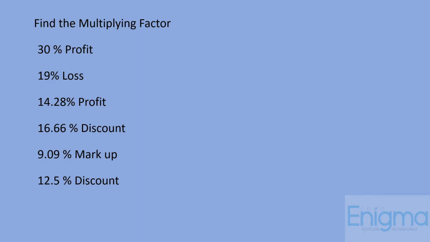Now, remember these things. For profit and markup, it will always be plus. Correct, Akanksha. So that would be for this thing: 1 plus 1 upon 11. So the multiplying factor will be 12 by 11. Perfect. Okay. What about the next one?